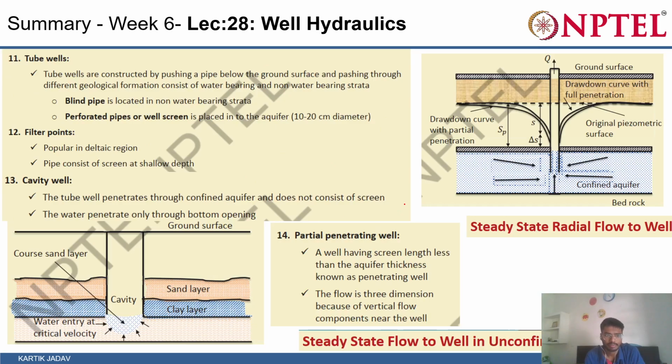Then we have defined filter points, cavity well. So filter point is popular in the pipe region. Its pipe consists of screen fitted in shallow drain. Then cavity well. So we know that cavity well is famous as it does not have a strainer and it is having a confined aquifer. Strainer basically means screen, and water penetrates only through bottom opening.